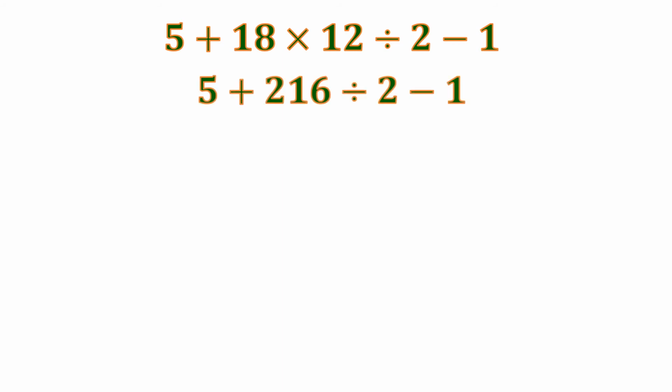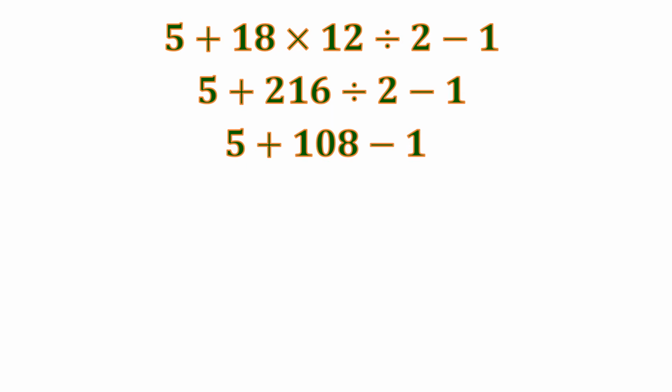So 18 times 12 is 216. You might think that if you divide first before you multiply, sometimes it's the same answer, but it's not always. That's why you have to follow MDAS. And then we are left with three operations: plus, divide, and minus. As I said, even if plus is at the left, it doesn't matter. As long as there is division or multiplication, you have to do it first. So 216 divided by 2, that's 108.